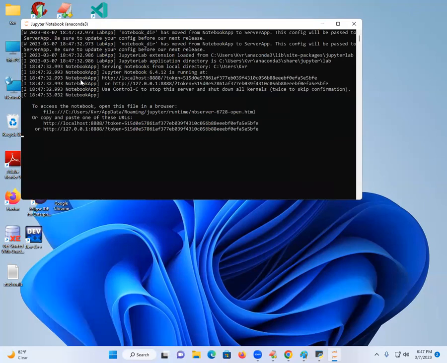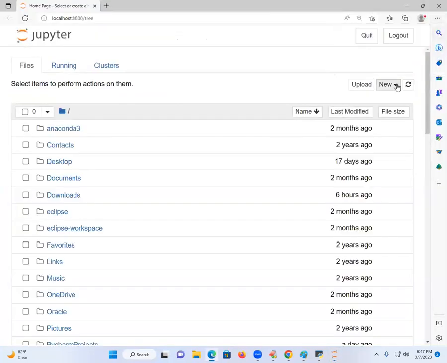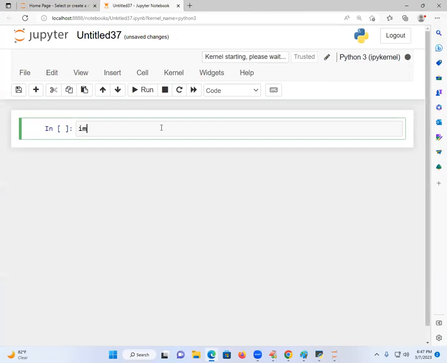Why do I use Jupyter Notebook? Because our Python code is towards what? Data science related kinds of things. It is a Jupyter Notebook, and I am going to run my application here.